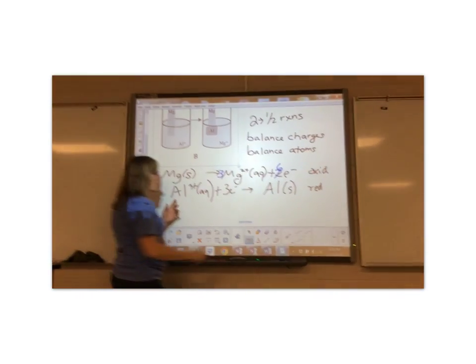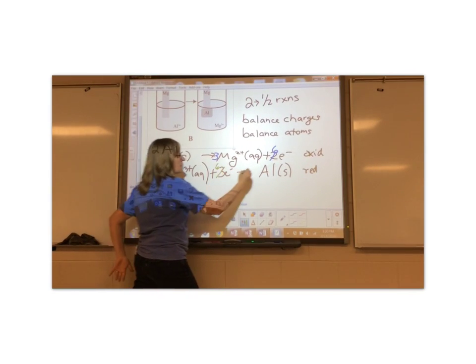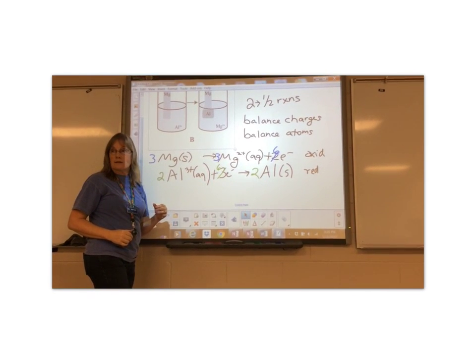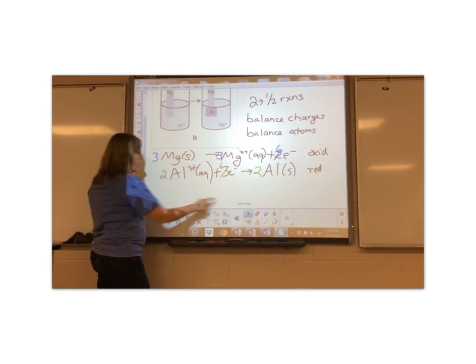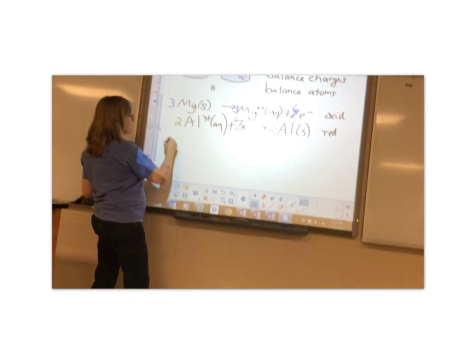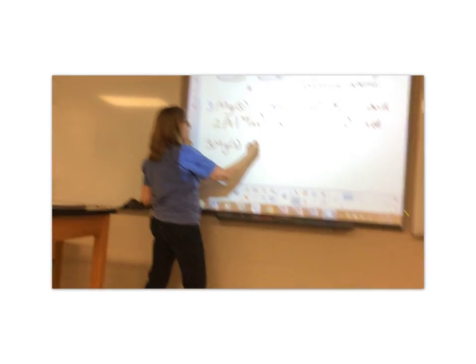And then what are we going to do for the aluminum? 2. That makes 6 and 2. Now our charges will balance left and right, 6 on each side. So now our net ionic equation for this reaction, we're going to put everything on the left side, including our new coefficients to balance it.